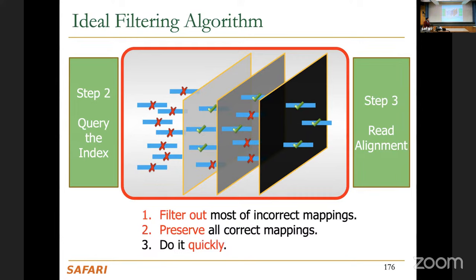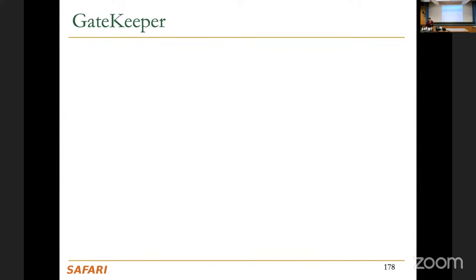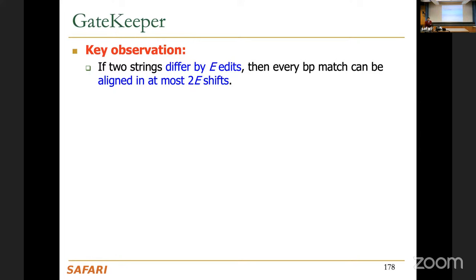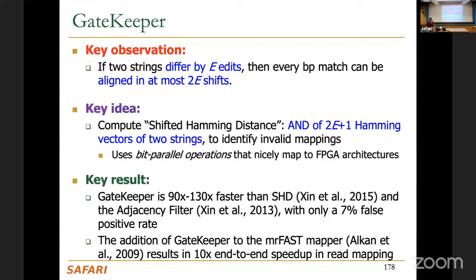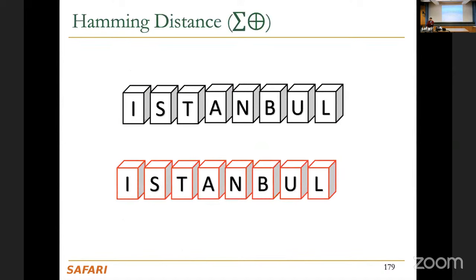GateKeeper is one of these works where we perform pre-alignment filtering. The goal is to quickly identify whether two strings, or a pair of sequences, differ by some number of edits. To achieve this, GateKeeper applies a mechanism known as shifted Hamming distance that I'm going to explain next. By applying these very simple heuristics, and also mapping this to the right hardware, it can achieve significant speedups and also energy improvements. So take this example.